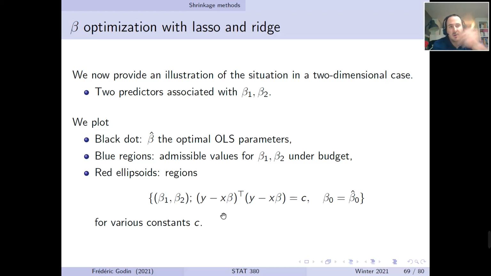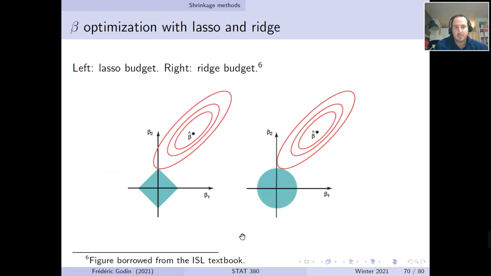Each red ellipsoid will be characterized by the following set: the set of all possible betas such that the sum of squared error is exactly equal to some given constant. Okay, so here is the plot. Once again, I haven't plotted this figure myself. I just borrowed it from the ISL textbook.